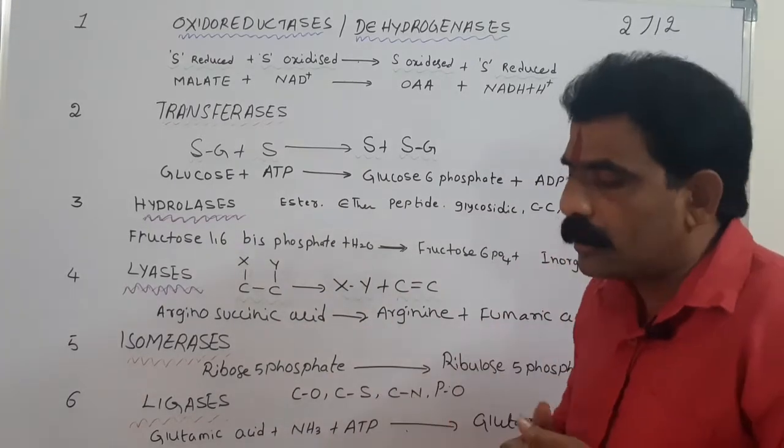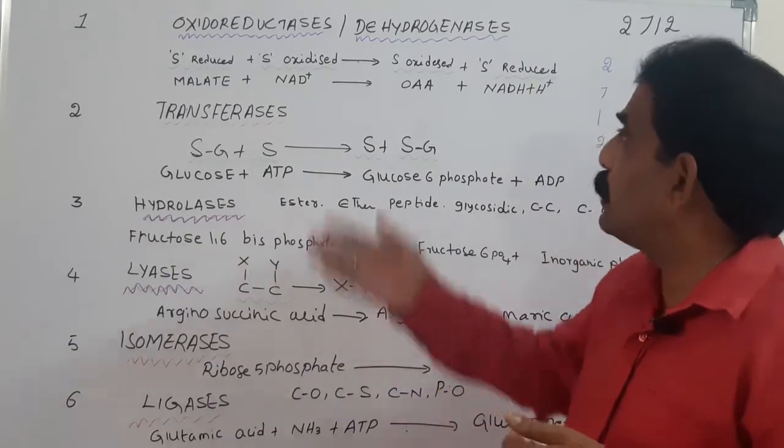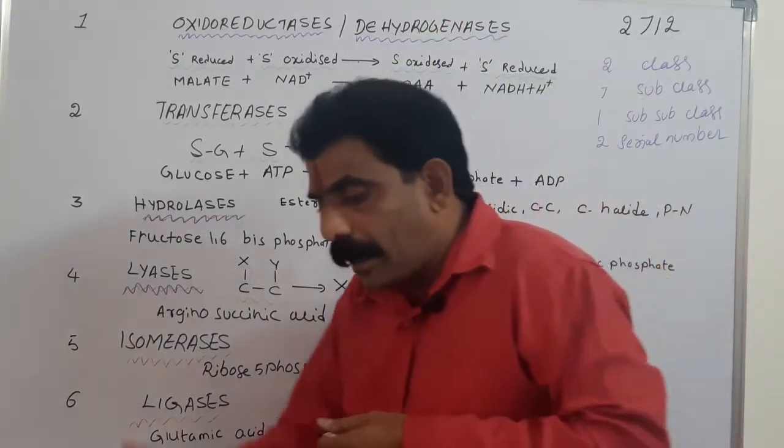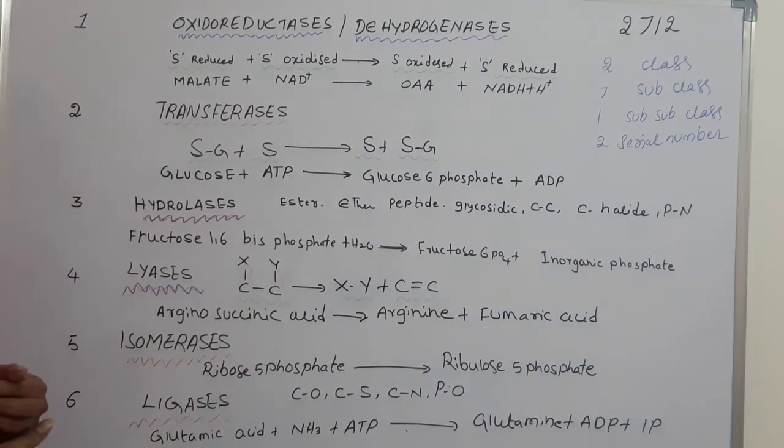How are they carrying out this oxidoreductase reaction? By removing the hydrogens. Hence, they are also called dehydrogenases. Dehydrogenases means the ones which are responsible for the removal of the hydrogens from the substrates.